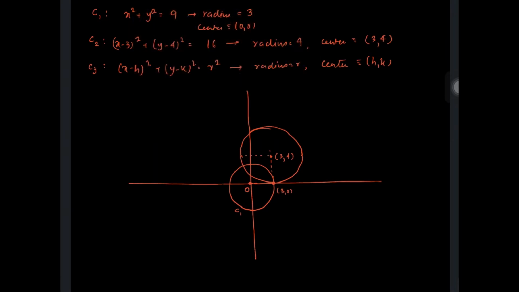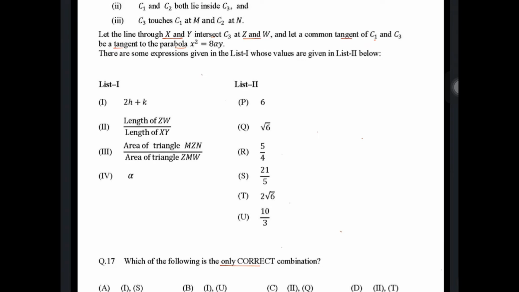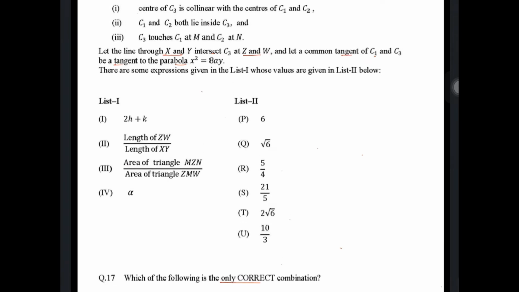that the center of C3 is collinear with the centers of C1 and C2. So collinear means all three centers lie on the same line. So I can join these two centers, so I get a line. So the center will lie somewhere on this line, which is denoted with L. Two more conditions are given, that C1 and C2 lie inside C3 and C3 touches C1 at M and C2 at N.